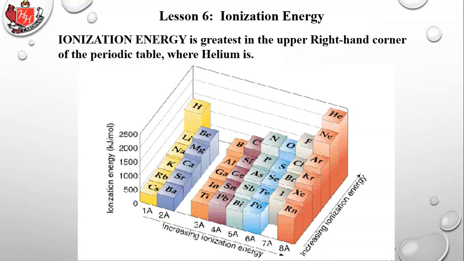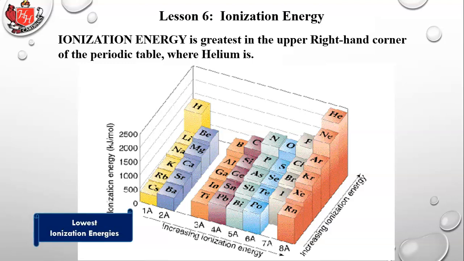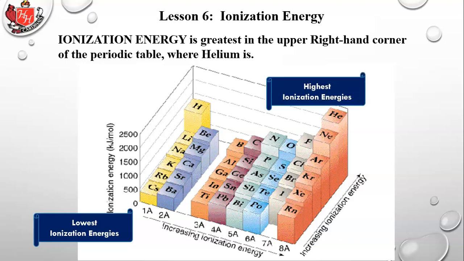Ionization energy is greatest in the upper right-hand corner of the periodic table where helium is. So you can see this is kind of a perspective view of it. It's not every element on the periodic table, but it gives you a sense of where the ionization energies are the highest. You notice a little bit of anomaly is hydrogen. That's because hydrogen is really not a metal and it doesn't have any core electrons to shield its electron. So it has a little bit higher ionization energy than the other elements over on that side of the periodic table. But the highest is clearly helium in the upper right-hand corner of the periodic table. So lowest ionization energies, highest ionization energies.